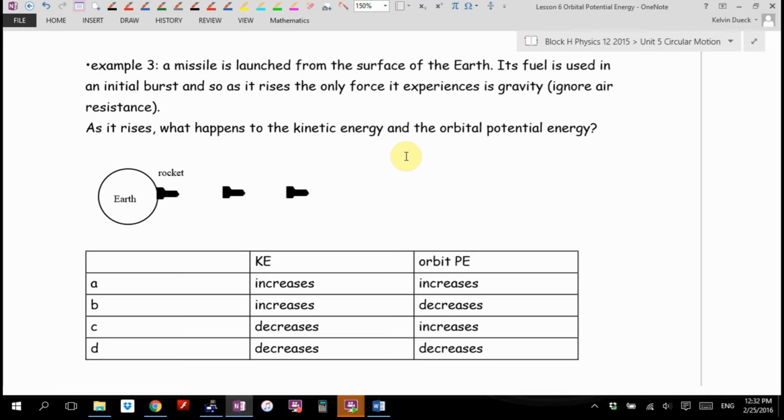As it rises, what happens to its kinetic energy and what happens to its orbital energy? So there's a little picture. What would happen to the kinetic energy as it moved away from the Earth? Well, really, what would happen to its speed as it moved away from the Earth if we weren't running the engine? It's going to slow down because Earth is tugging it down. So if its speed is getting smaller, that means its kinetic energy is also decreasing because of one half m v squared.